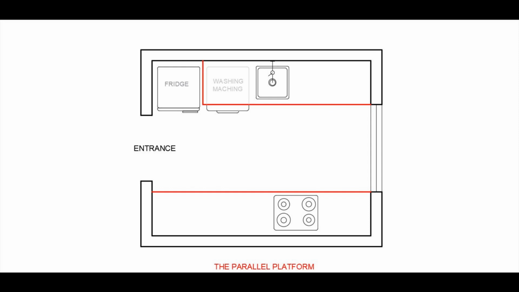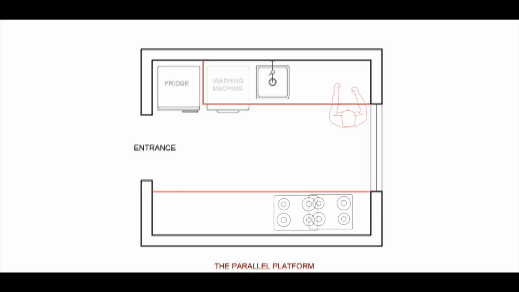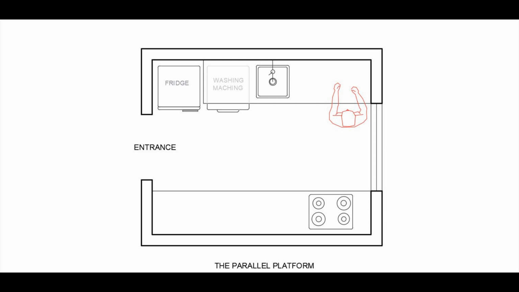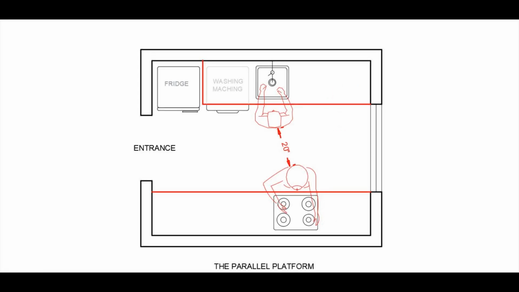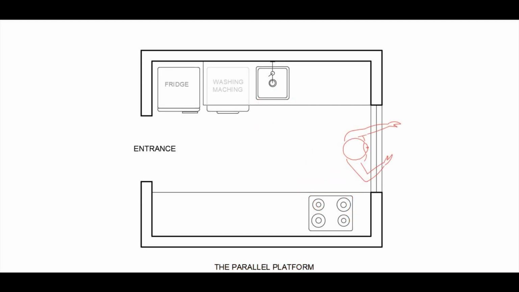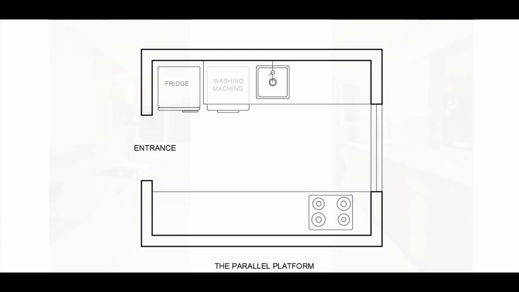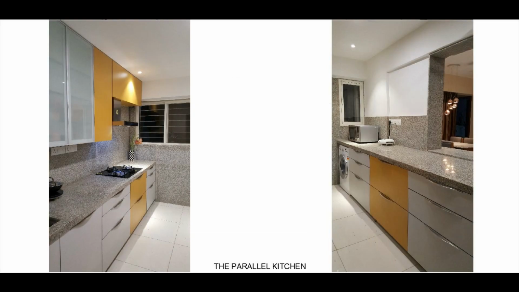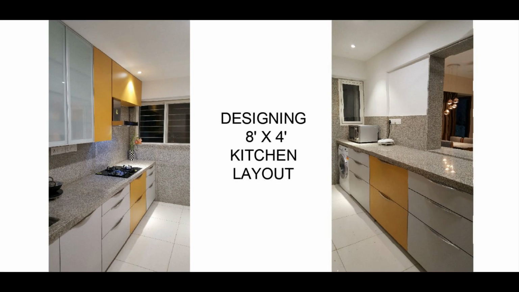You have removed the corners which were getting wasted, and you get the extra lengths on the side towards the window. You can move the hob towards the window and create more comfortable space between these two, the hob and the sink. You also have easy access to the window now. Now you are ready with the parallel platform kitchen. The advantage here in this plan is that it gives a good depth to your kitchen. This brings us to the end of designing 8x4 kitchen layout.